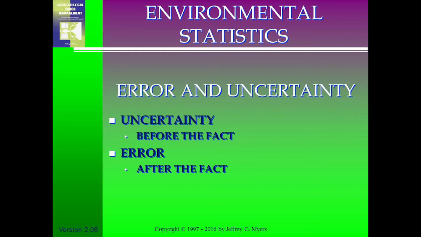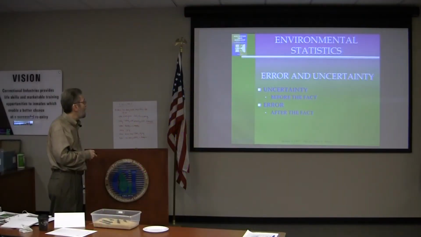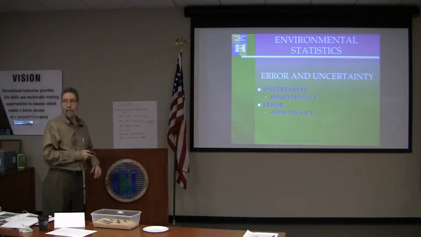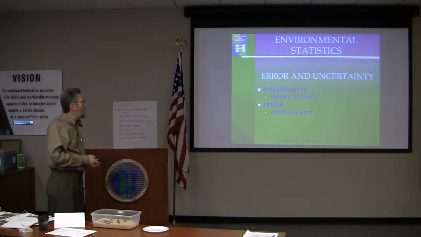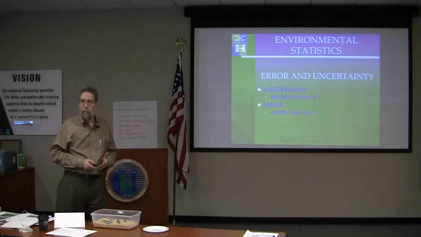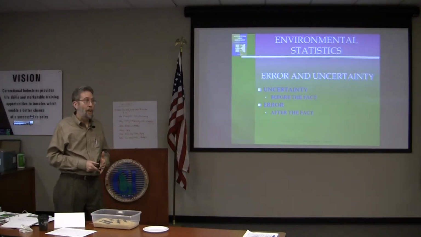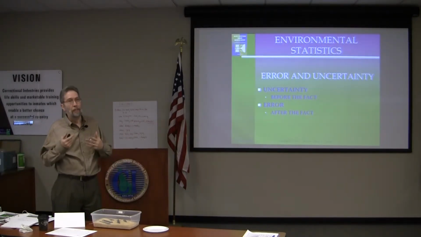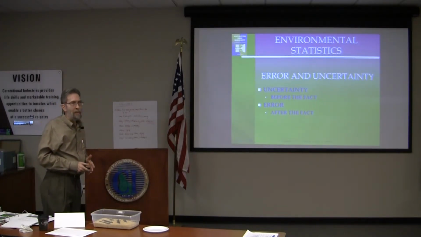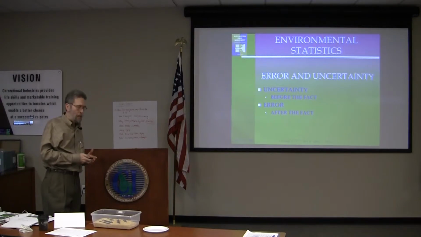Error and uncertainty. This isn't quite perfect, but basically you can think of uncertainty as what you don't know, especially before you go out and collect the data. You don't know the variability, you don't know the concentrations. Error is what you have after the fact, or when you make decisions, you say, well, we thought it was below the action level, but it was really above, okay? Sometimes you don't know you made an error. That's why we just try and limit it.